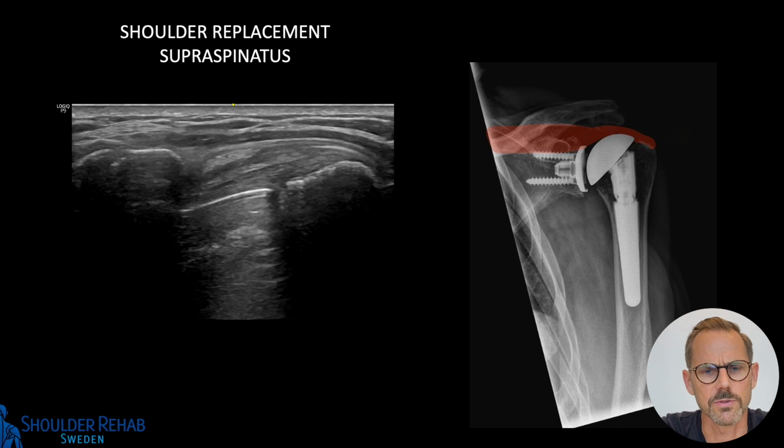So looking at the rotator cuff in shoulder replacement, during the surgery the supraspinatus and infraspinatus remain intact. Nothing is done with them during the surgery.